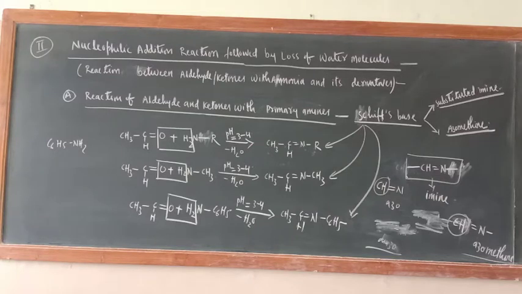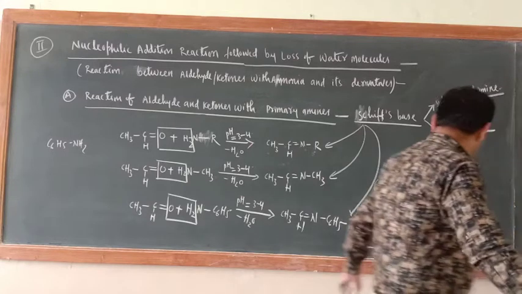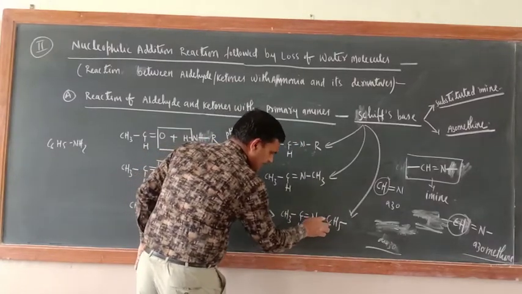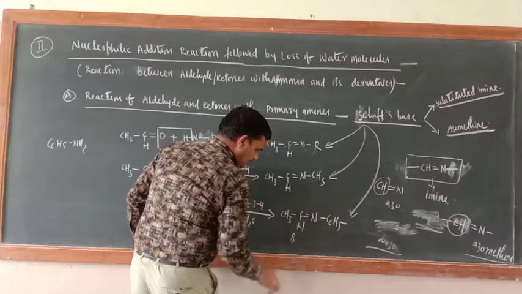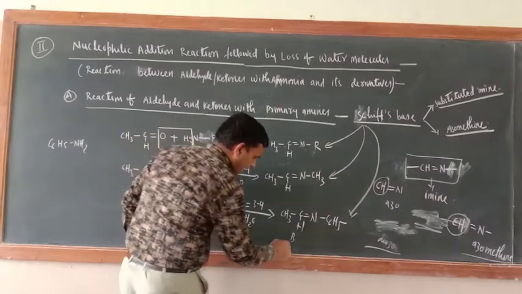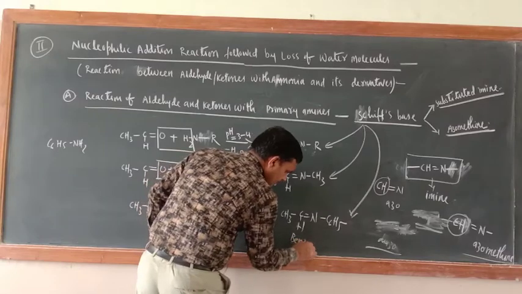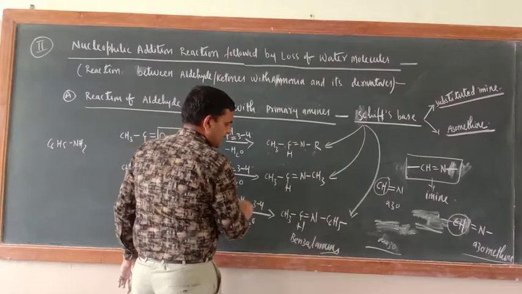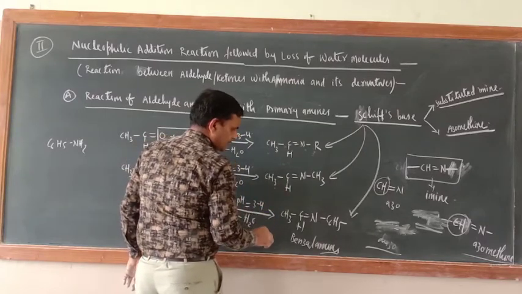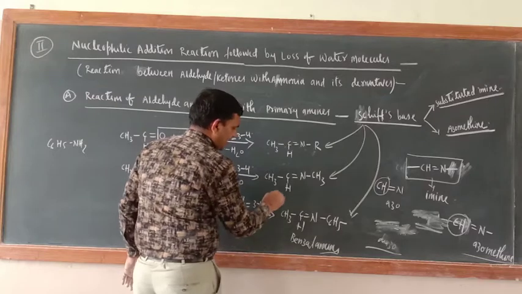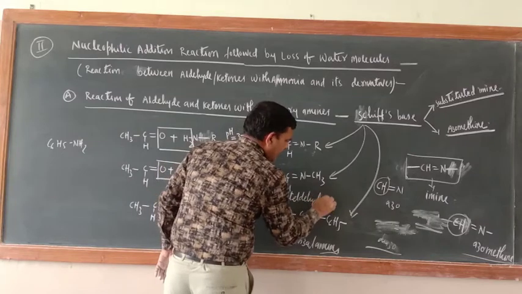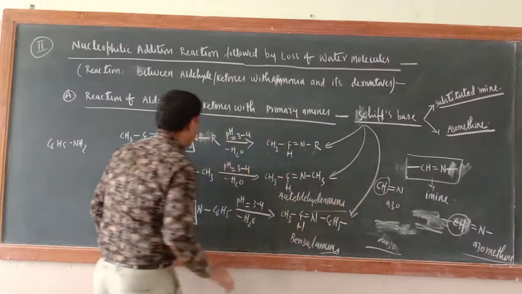Okay, individual names you can also write. Like this one, this is benzyl amine, C6H5N, benzyl amine. And what is the name of this group? This is acetaldehyde amine, acetaldehyde amine. Okay, and now what about ketones?